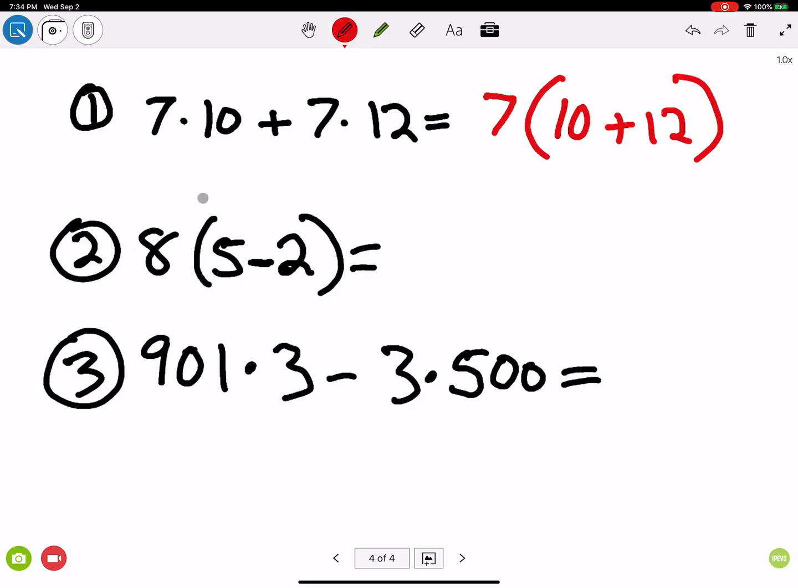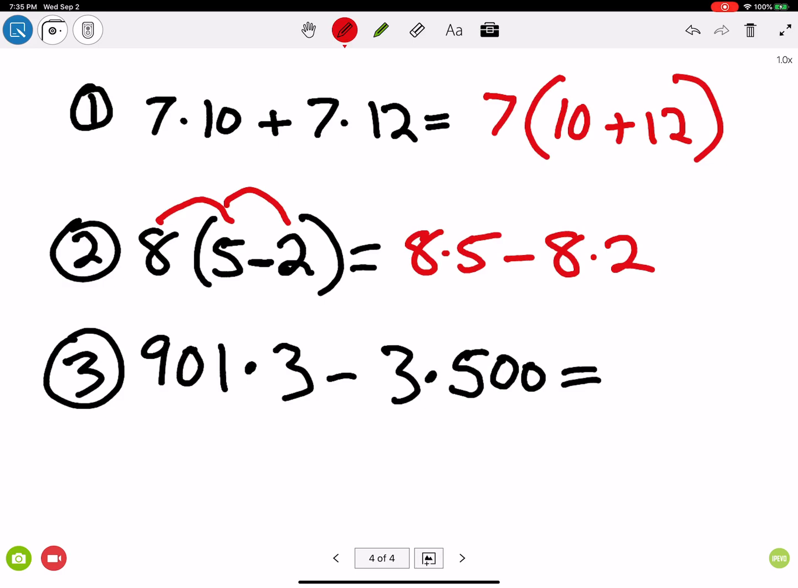What about number 2? Is this an expanded form or factored form? It's already in factored form. So now we have to do one step further, go into distributive property, and do the expanded form. We do 8 times 5 minus 8 times 2. And we're done. Okay, remember my only instructions were to go from expanded form to factored form or factored form to expanded form. Okay, nothing more.